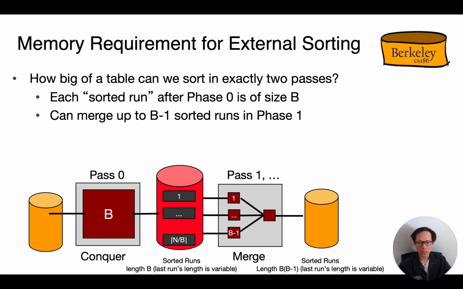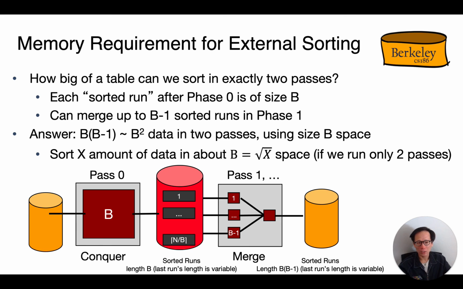If you look at that, that's just about B squared, a little bit off, but close enough. So we could say, as a rule of thumb, that you can sort X amount of data in about the square root of that amount of RAM, or main memory. That's quite a nice ratio. If you have to sort really big files, you only need a square root amount of memory in RAM, as we saw on the previous slide.